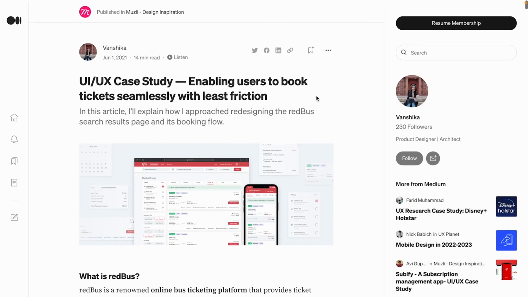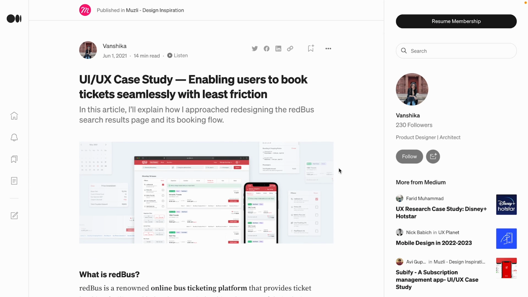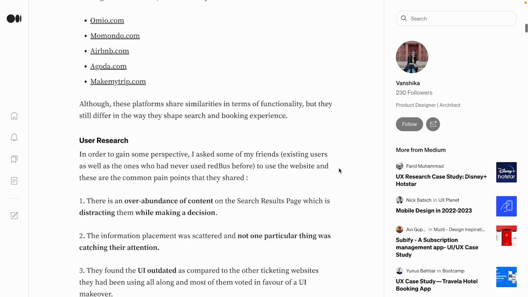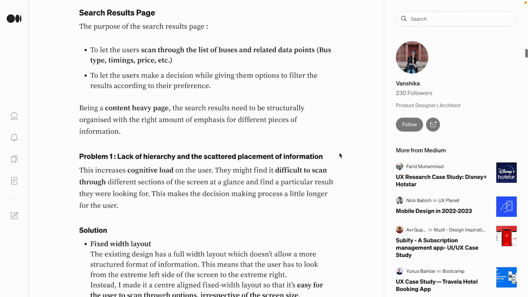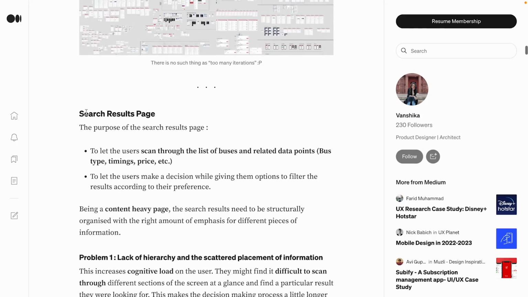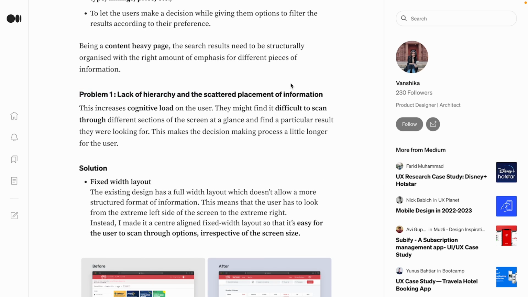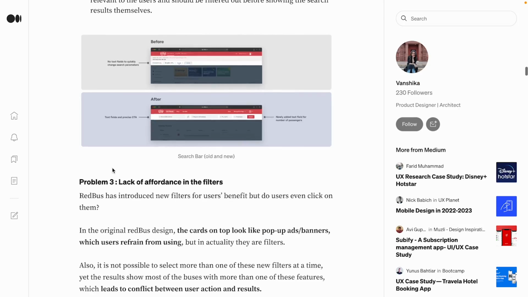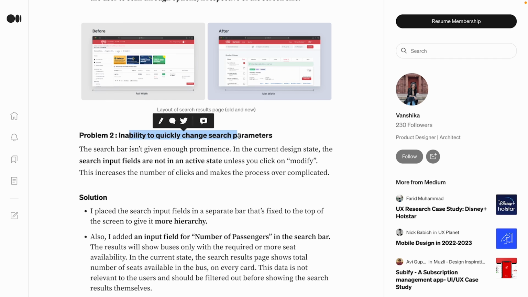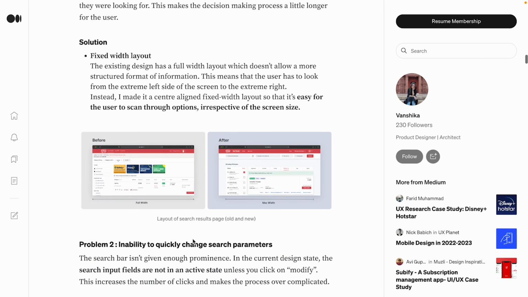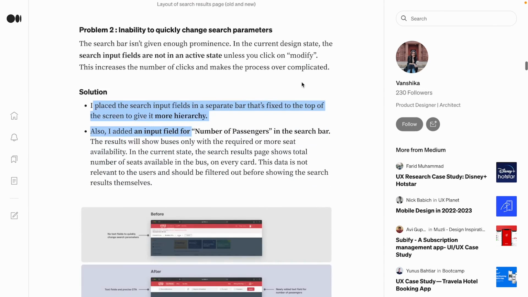Let me give you an example. So here in this case study, which is basically a redesign of a bus booking platform called Redbus, you can see here that she started with saying the search results page, but she then started breaking them down into individual problems at a time. So there was lack of visual hierarchy, and this was the solution. Then there was inability to change parameters, and then this was the solution. So even though she's showing individual screens at a time, she's actually talking about the problem and the solution.